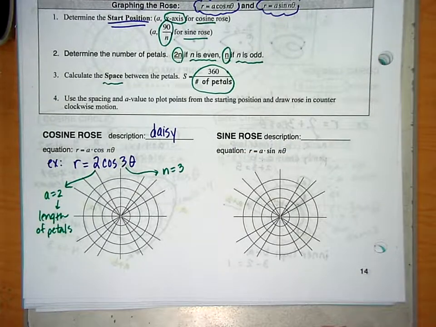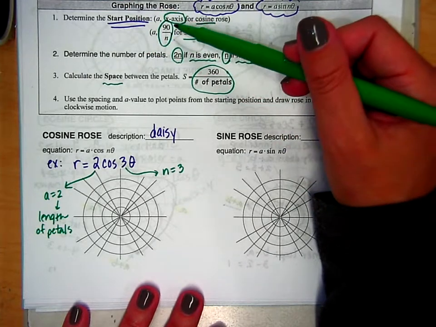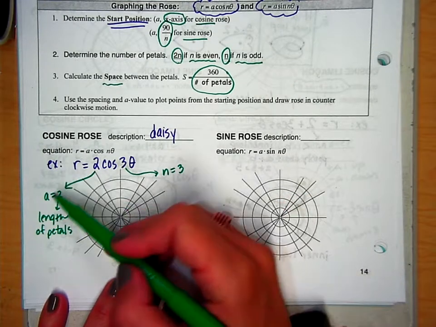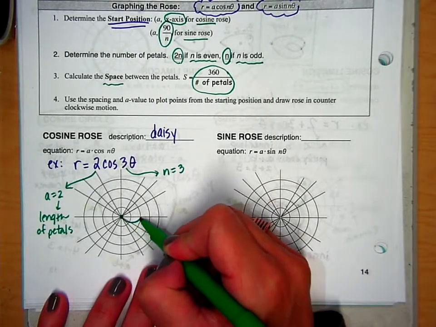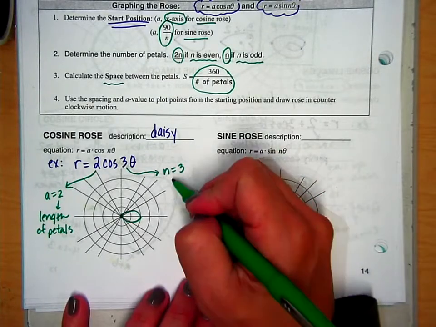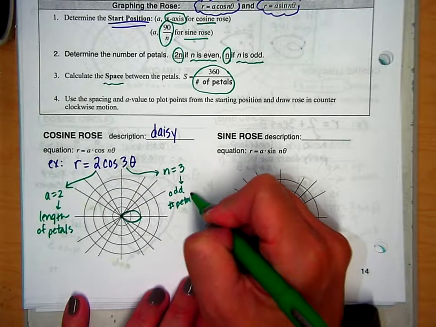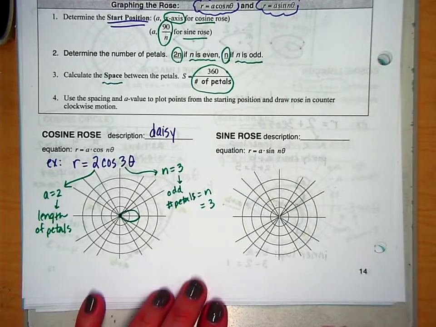Okay? So let's go through our steps and let's start with the start position. The start position is just the x-axis for the cosine. So I'm just going to be on my positive x-axis, a length of 2. So I start at my pole, length of 2, that's my first petal. For cosine, it's nice and easy, starts right on my x-axis. Okay, let's go to step 2. How many petals are there? Since n is odd, the number of petals is just n. So the number of petals is just 3.